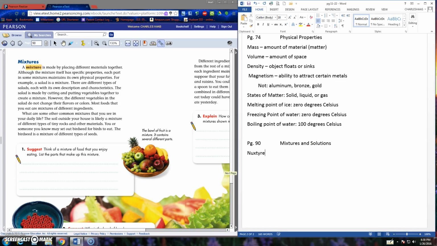You already know that a mixture is made by placing different materials together. A mixture has specific properties, and each part in the mixture maintains its own physical properties. It just means when you mix things together, they don't form something new. Each object keeps its physical properties. They don't form anything new. So that means they are easy to separate.